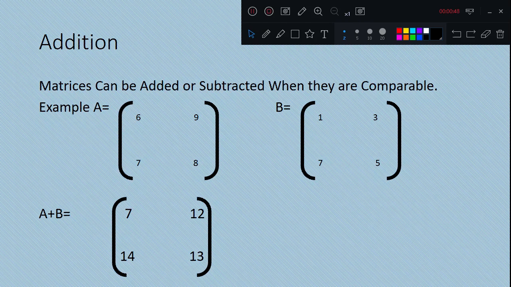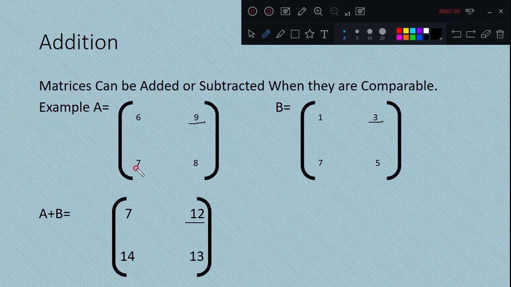Like in the first position of matrix A, at position A11, I have 6. Now it will be added to the element in matrix B at the same position, which is 1. 6 plus 1 will give me 7, which I have written here. Now at position A12 in matrix A, I have 9, and in matrix B I have 3. Adding 9 and 3 we get 12, which I have written here.